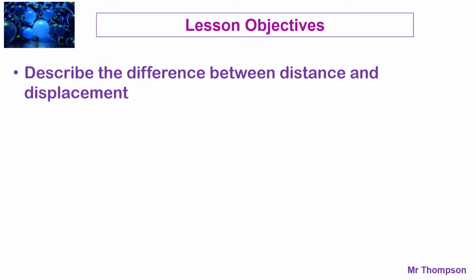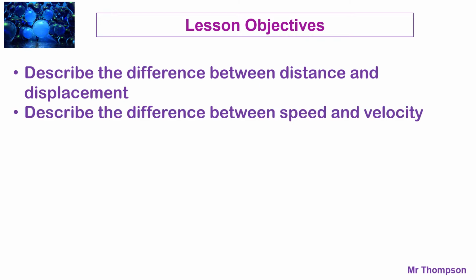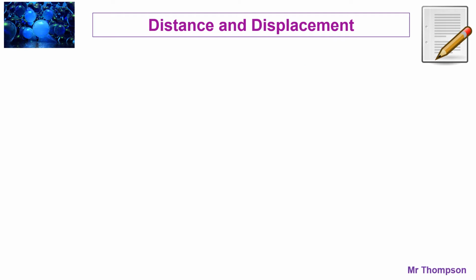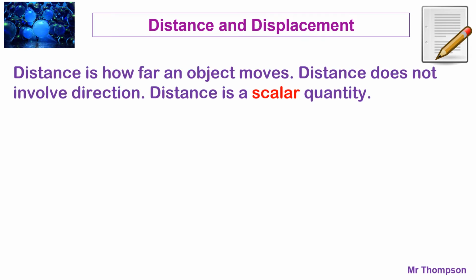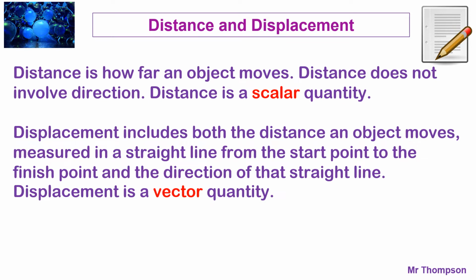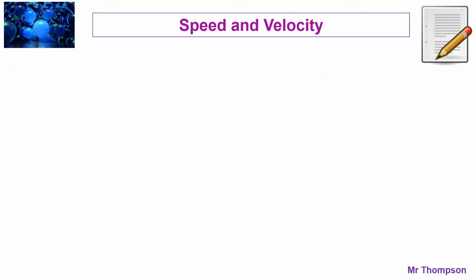Okay, so first of all, the difference between distance and displacement and speed. Let's have a look at distance and displacement, and you may need to take notes of the two different things. Distance is how far an object moves. It's a scalar quantity, it does not involve any direction. Displacement includes both the distance an object moves, measured in a straight line from the start point to the finish, and the direction in the straight line. Displacement is a vector quantity.